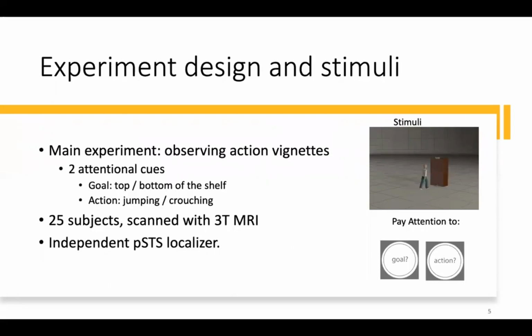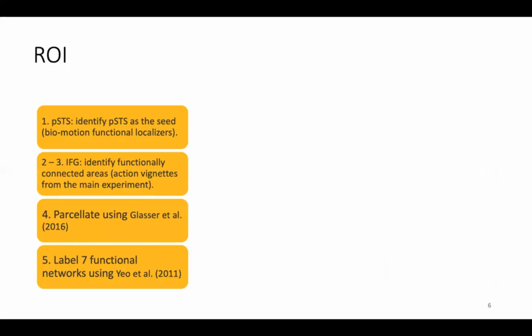In the current study, we have subjects look at stimuli where a boy or man walks to a closet and performs one of two actions, jumping or crouching. We directly change subjects' attentional state by asking them to pay attention to different features in the movie, such as the actor's action or goal. In addition to the main experiment, we also collect independent localizers to define PSTS in each subject, in which they watch a biomotion stimulus.